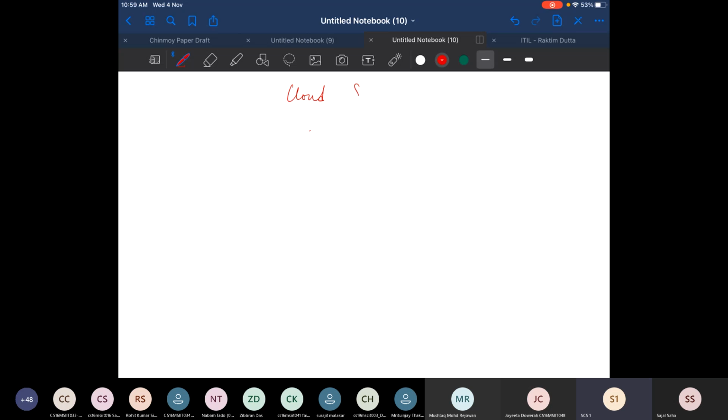So in cloud service management, what are the three basic sublayers? One is customer service management, right? One is provisioning and configuration.